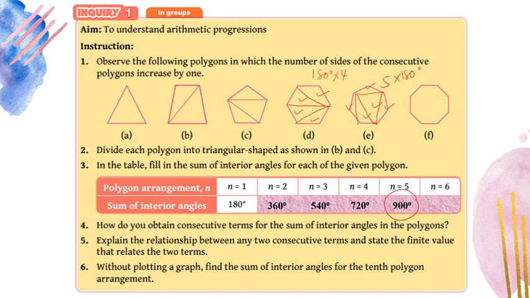And lastly, divide into triangular shapes: 1, 2, 3, 4, 5, 6. So 6 multiplied by 180 degrees, you will get 1080 degrees.